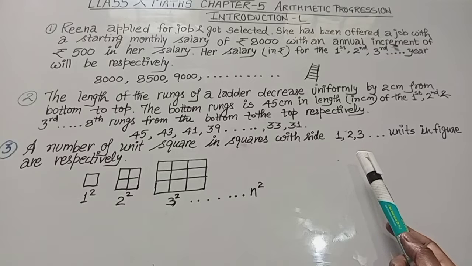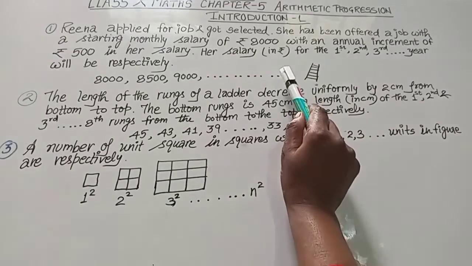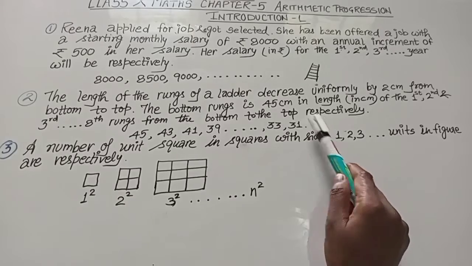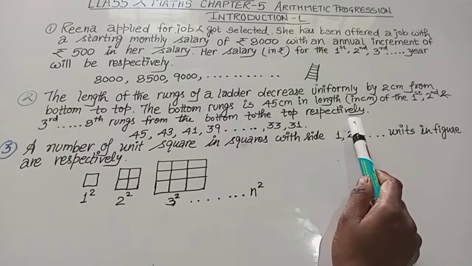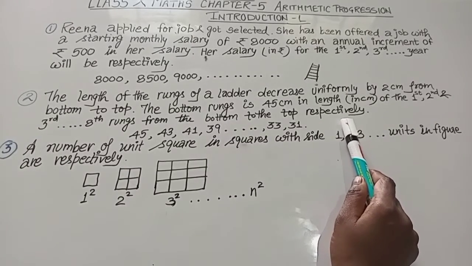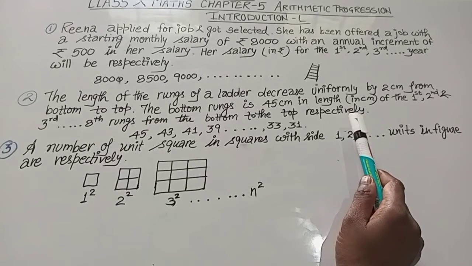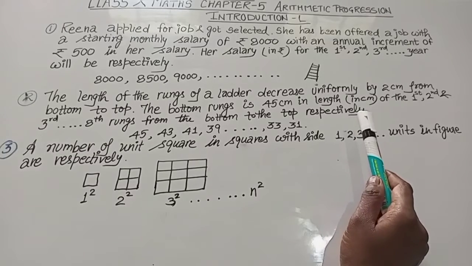So we shall discuss this pattern, with succeeding terms obtained by adding a fixed number. Adding a fixed number is the first one, and adding a fixed number is the second. So here is a plus, 45 plus minus 2. So adding a fixed number to the preceding term, and also how to find the nth term, and the use of this knowledge in solving some daily life pattern problems.